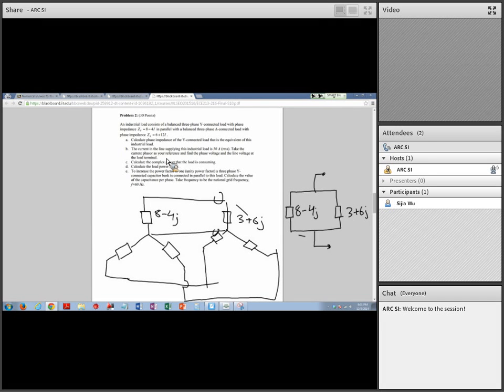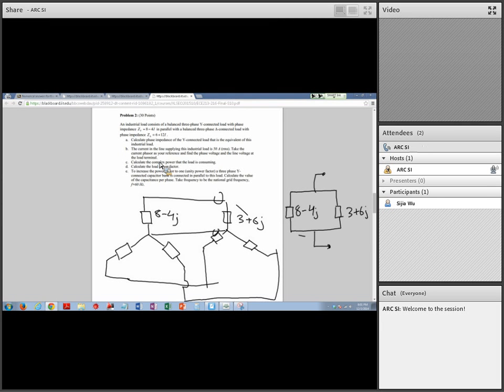Take the current phasor as your reference and find the phase voltage, the line voltage at the load terminal. Since it gives you the line current, you can find the phase voltage. It's Z times I. You have Z equivalent times I giving you the phase voltage, and the line voltage is square root of 3 times that. And also you have the 30 degrees during the conversion.